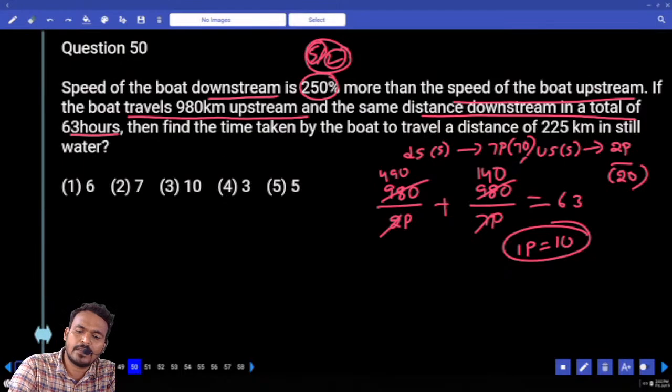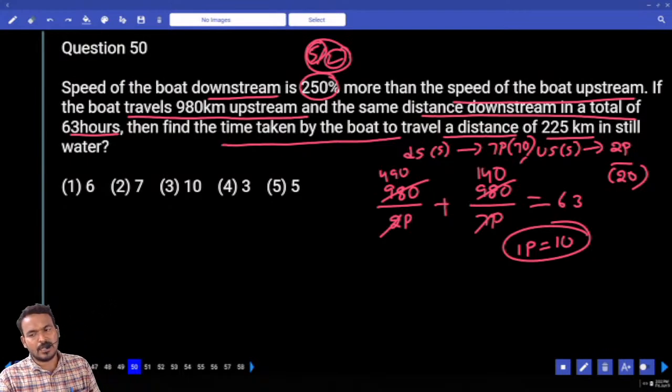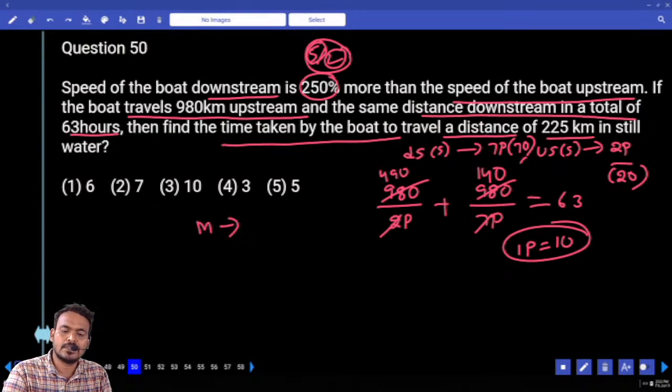What is the question here? Find the time taken by the boat to travel a distance of 225 kilometers in still water. We know the downstream speed and the upstream speed, and we require the m value. M means adding by 2 or subtracting by 2? Adding by 2. One is 70, another is 20. 90 by 2, how much? 45 kilometers per hour.